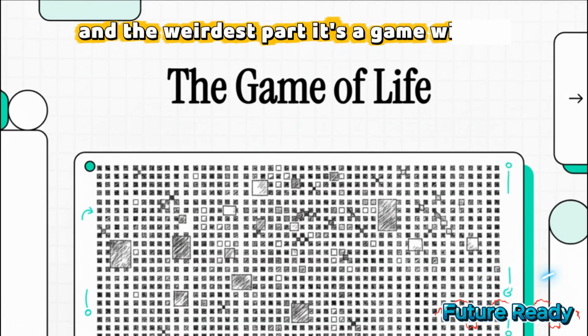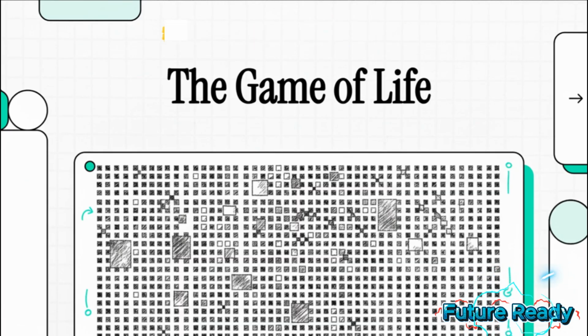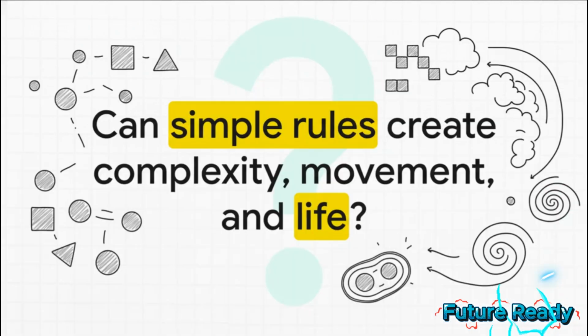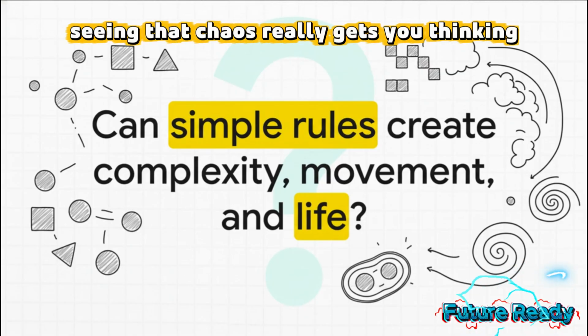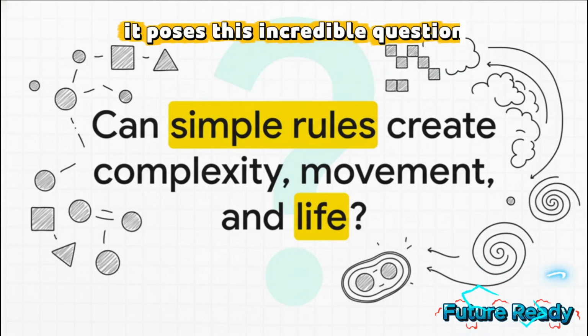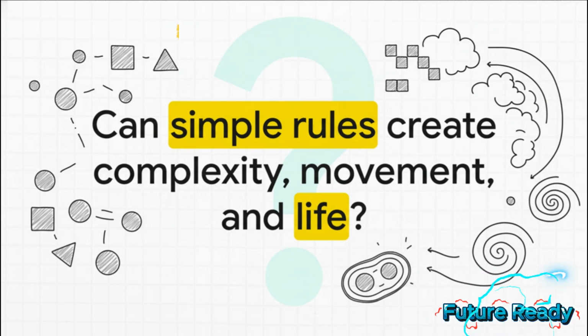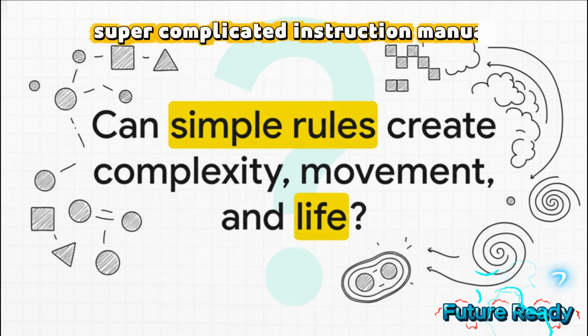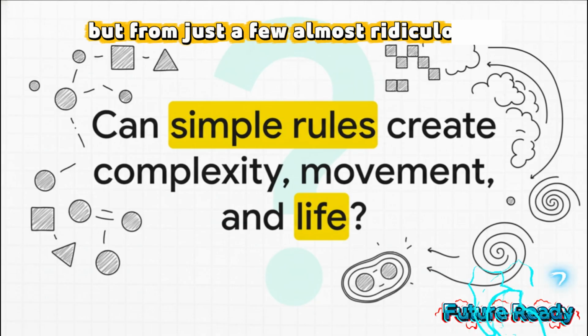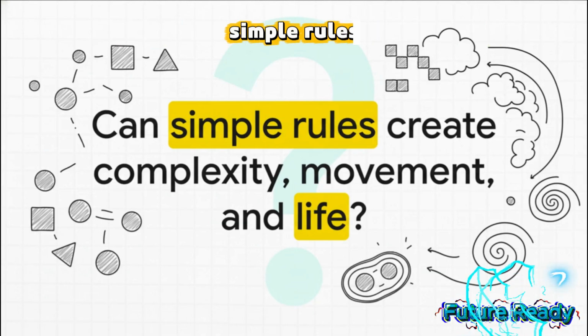And the weirdest part? It's a game with no players, no score, and no real end. Seeing that chaos really gets you thinking. It poses this incredible question. What if all the complex behaviors we see in the universe don't come from some super complicated instruction manual, but from just a few, almost ridiculously simple rules?